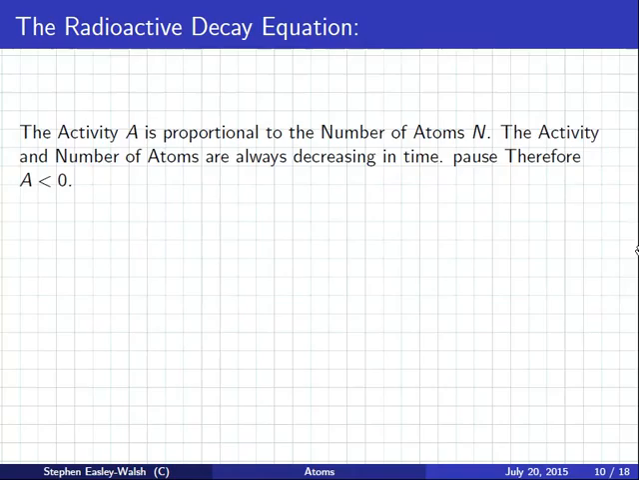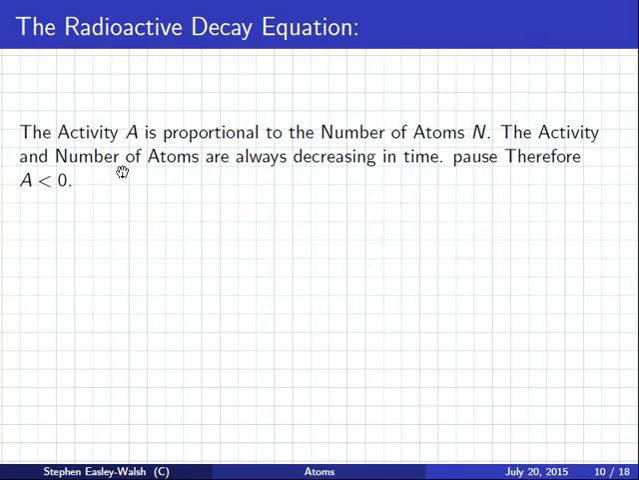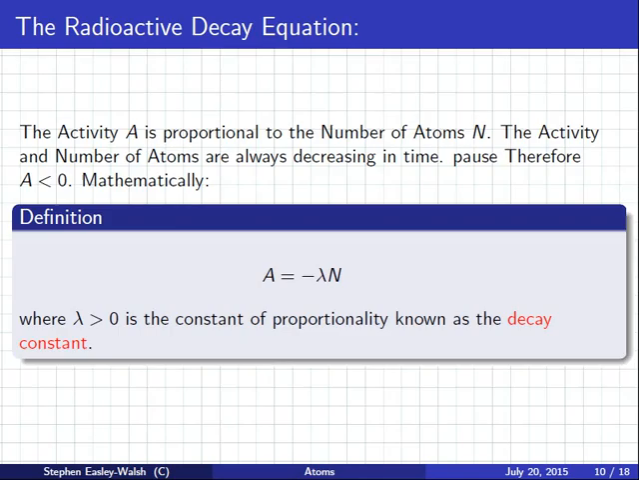So this is our key idea for the equations we're going to make: the activity is proportional to the number of atoms. That means the more atoms you have, the more activity you will have. The activity and number of atoms are always decreasing in time. Therefore, A is less than zero. So mathematically, the activity is equal to minus lambda N, where lambda is a positive constant known as the decay constant. And the minus sign is to indicate that the N is decreasing.